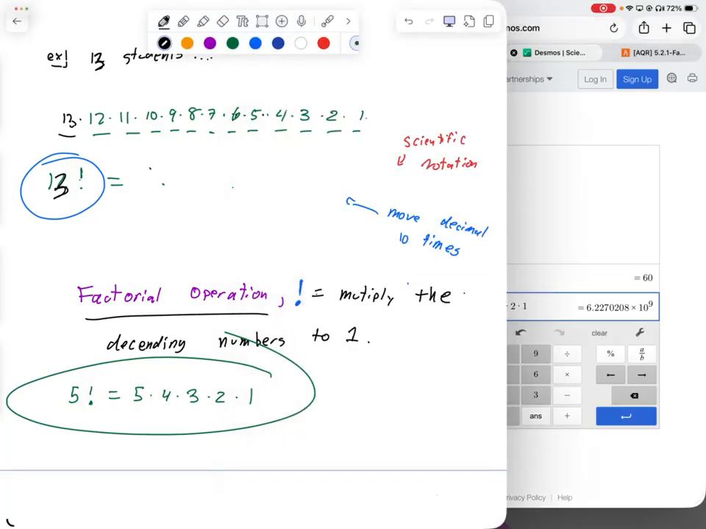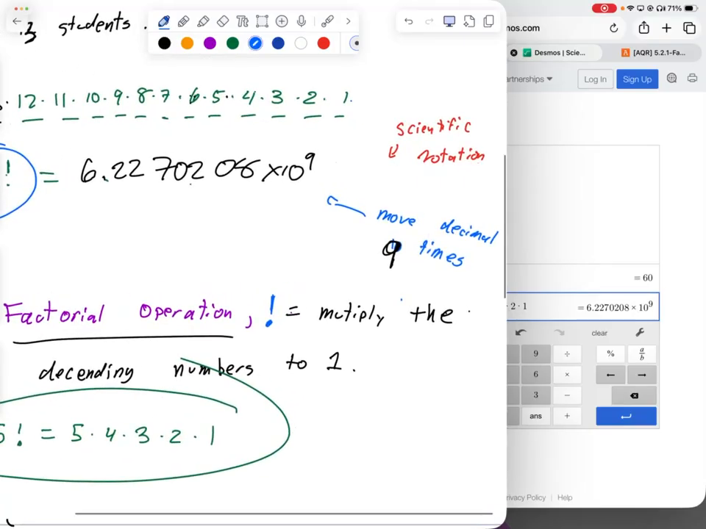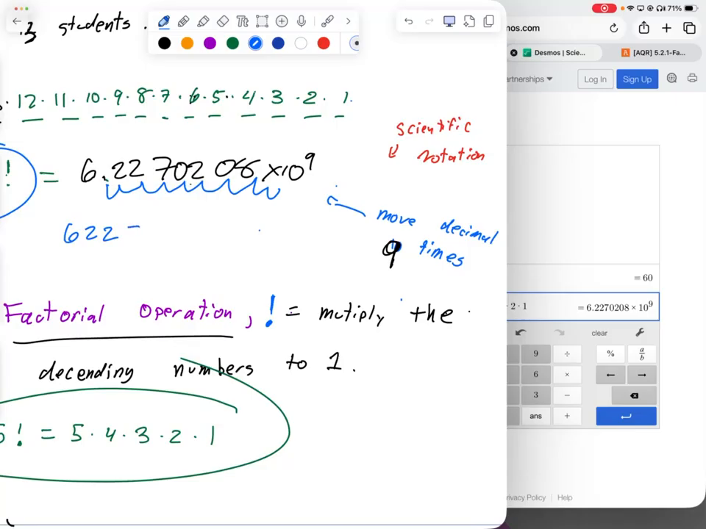6.22708, 227. You want me to read them off for you? 0208. Got it. Times 10 to the 9. So 1, 2, 3, 4, 5, 6, 7, 8, 9. So 6, 2, 2, 7, 0, 2, 0, 8, and then I add 2 zeros. 1, 2, 3, 1, 2, 3, 1, 2, 3.